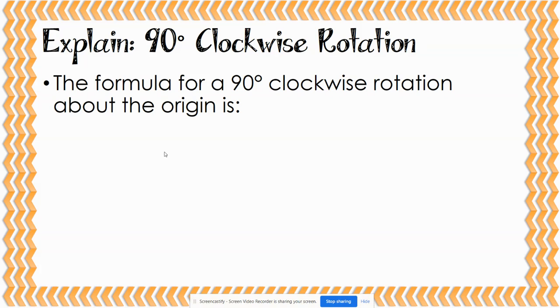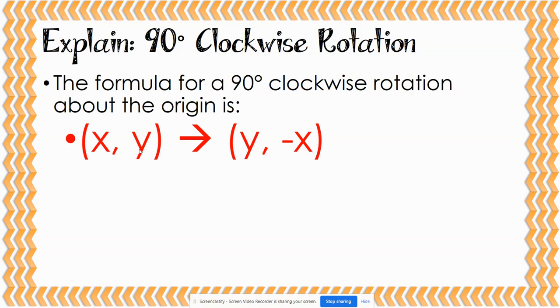There are formulas for each of our rotations. The formula for a 90 degrees clockwise rotation about the origin is that X and Y will flip so that Y comes first, and then X changes to the opposite. For example, if I had a point located at (2, 5), Y would move to the front, so 5 would move to the front, and X would change to the opposite, so 2 would change to -2, and it would be my Y value.